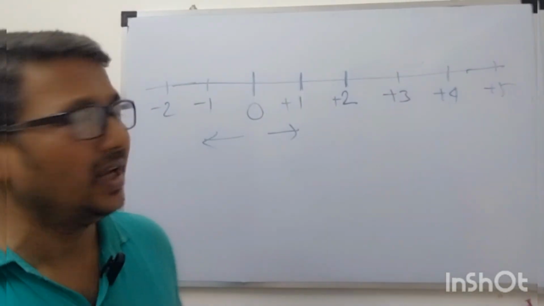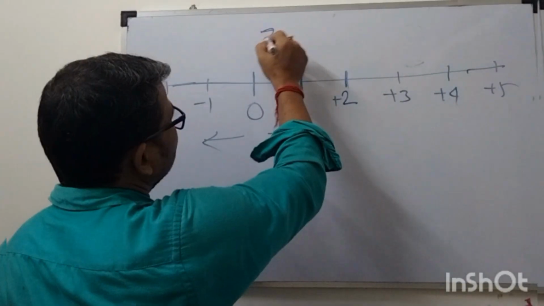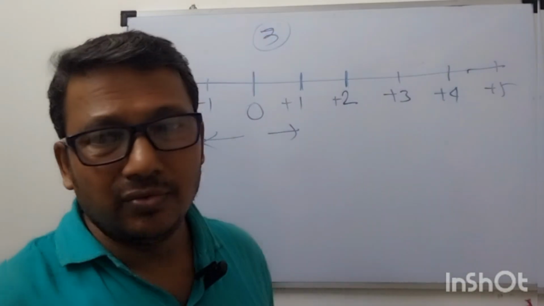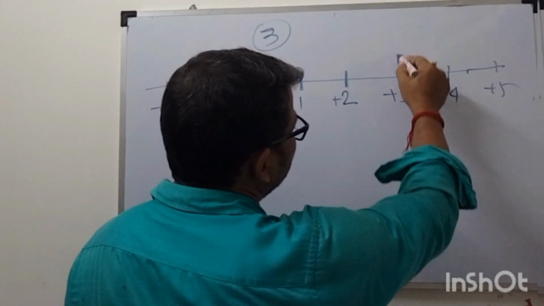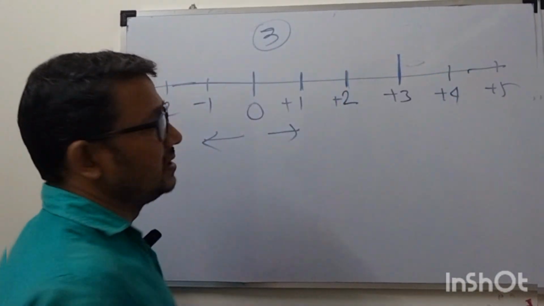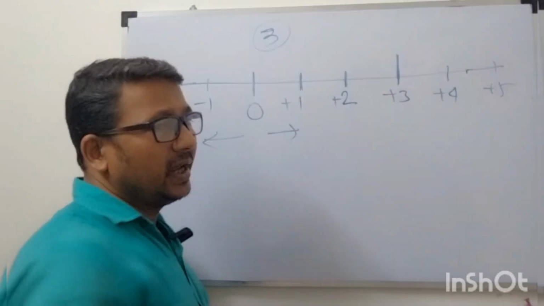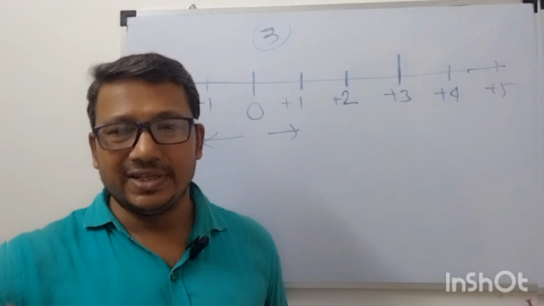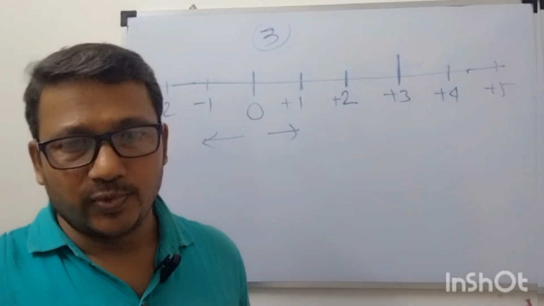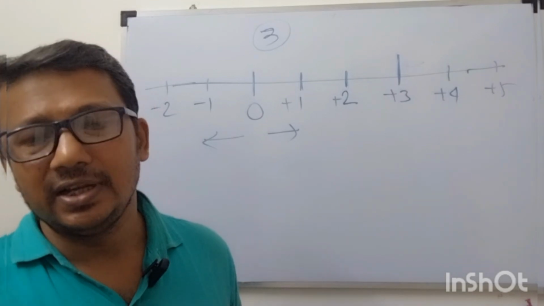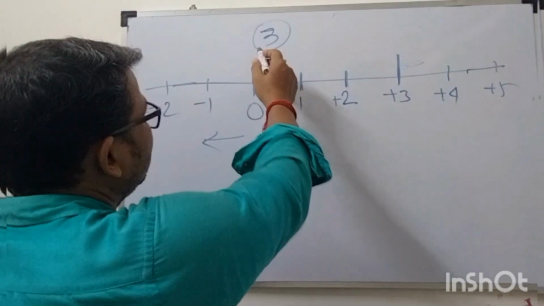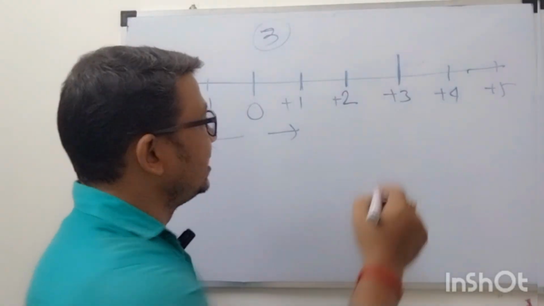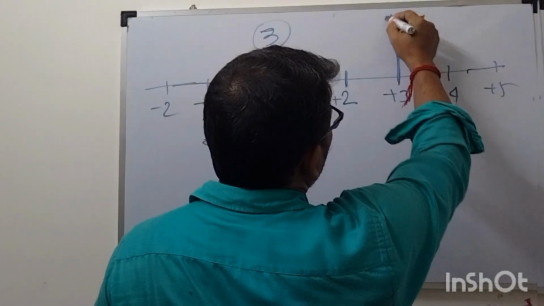Suppose you have to put the number 3 on the number line. How can you put that? We can easily find the number 3 here. 3 means plus 3. Actually, if there is no sign at the left side of a number, we consider this number as positive, that is, with a plus sign. So here 3 can be considered as plus 3, and here we can easily find the number plus 3.